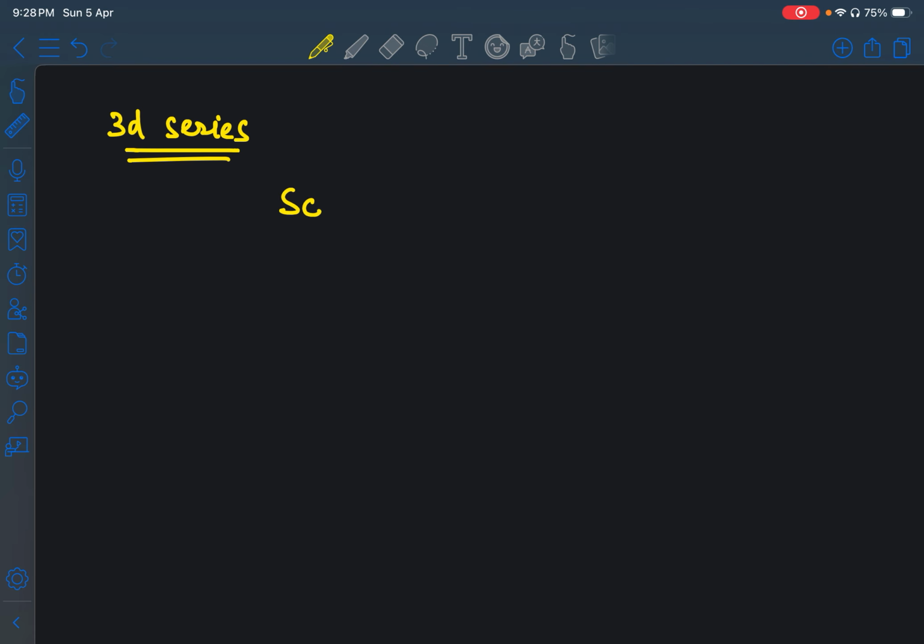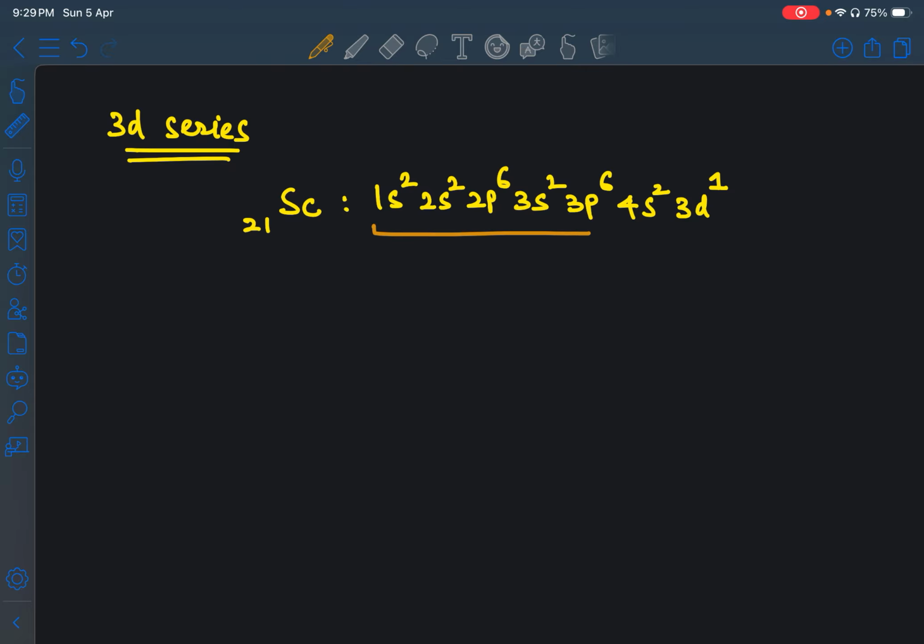So what's the atomic number of scandium? It's 21. Let's keep on filling the electrons one by one. We have 1s2, 2s2, 2p6, then 3s2, then 3p6, and after that we have 4s2, then we have 3d1. So this is how we can write the elongated electronic configuration. Now you know that it has atomic number 21. Preceding that, we have argon. So up to 3p6, we obviously have argon. Then we have 4s2, 3d1.